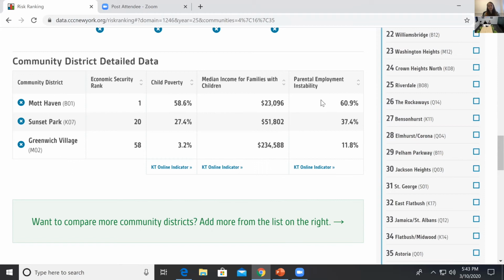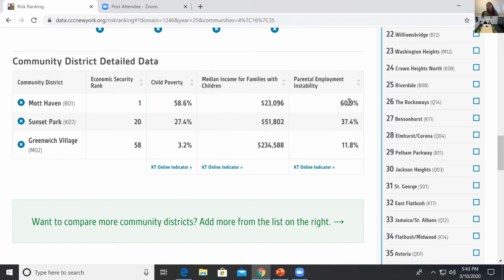Now, what I think is also really interesting is when you're looking at one right in the middle, Sunset Park, you'll see that it's actually closer to the higher risk communities. And what we see in New York City is that the greatest concentrations of wealth and income, much like we see in the rest of the country, are concentrated in those top 5 or 6 community districts. And then everybody else is kind of falling behind.